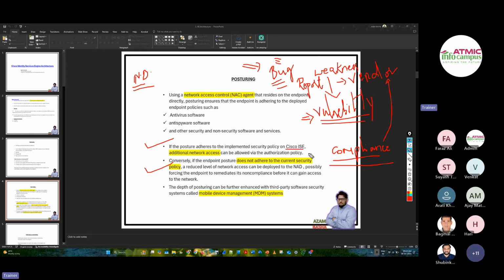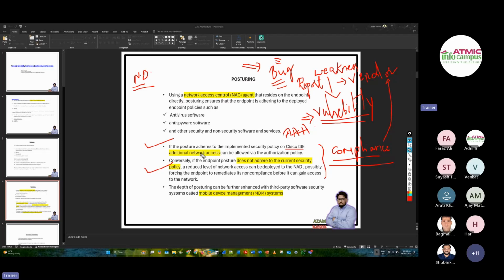Okay, so this is one of the very important functions of ISE. After providing the AAA, what ISE does is observe or monitor the activity. Now, let's discuss these two points.